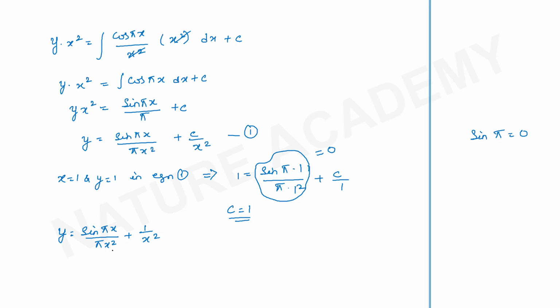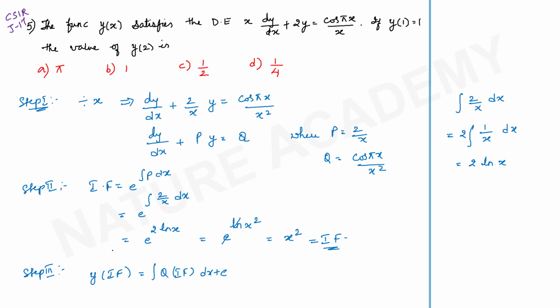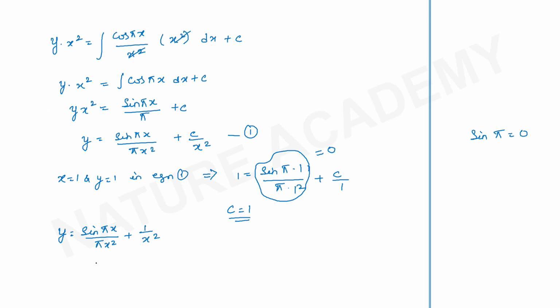Now the question is we have to find y at x is equal to 2. So put x is equal to 2 to find y. x is equal to 2 implies y is equal to sin 2π by 2 squared, which is 4. It will be 4π plus 1 by 2 squared, which is 1 by 4. Or y is equal to 1 by 4, because sin 2π is also equal to 0. So the value of y will become 1 by 4.